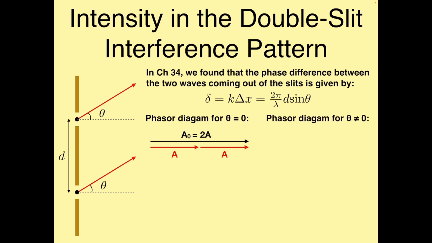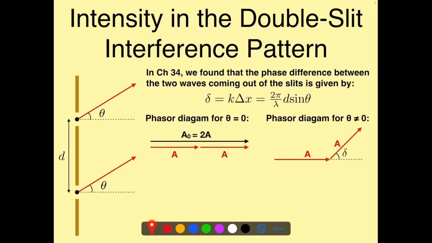Okay, if we use any other angle besides theta equal to 0, then there will be some kind of phase difference between the two waves. So we'll have the first phasor pointing in a certain direction. Let's say it's pointing to the right. The next one will be pointing in a different direction. And the angle between them, again, is this delta that we calculated over here.